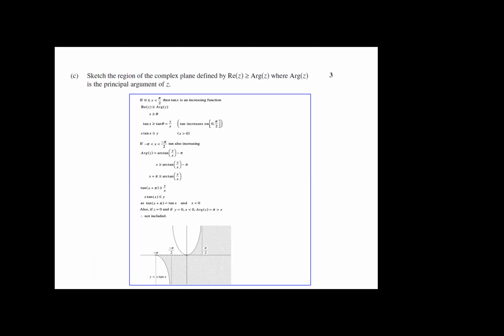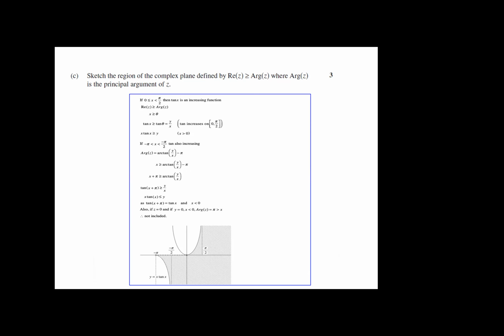And to the last question, Question 16c, the daunting last question on the Extension 2 paper. And probably one of the most succinct questions that we've come across as a 16c, or as the last question. So the question reads: sketch the region of the complex plane defined by the real part of z is greater than or equal to the argument of z, under the condition that the argument of z had to be the principal argument.